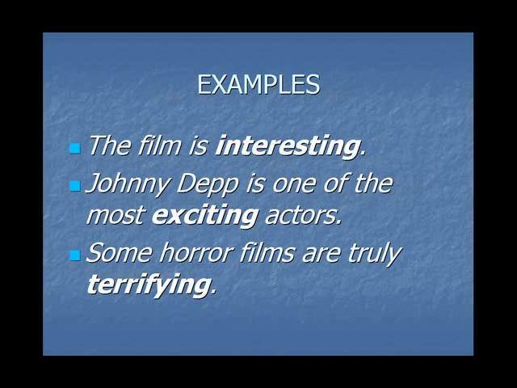Examples: the film is interesting. Johnny Depp is one of the most exciting actors. Some horror films are truly terrifying. The adjectives in these three examples have an active meaning. Someone or something is performing an action. In the first example, the film interests people. The film is interesting. In the second example, Johnny Depp excites people, so we call him an exciting actor. In the third example, horror films terrify people, so we can say they are terrifying.